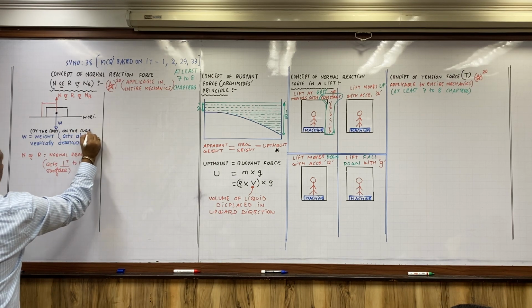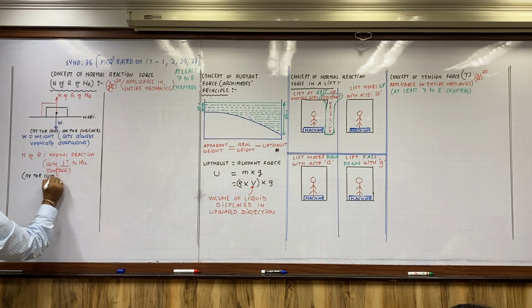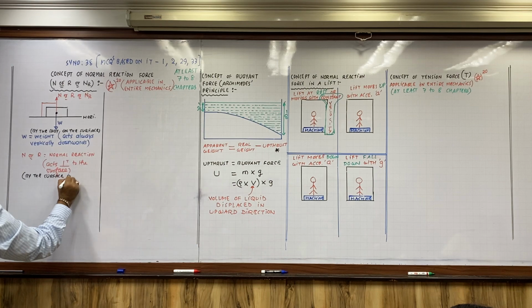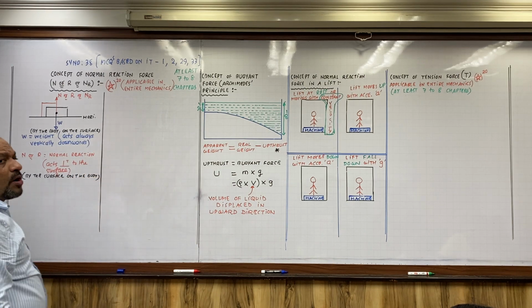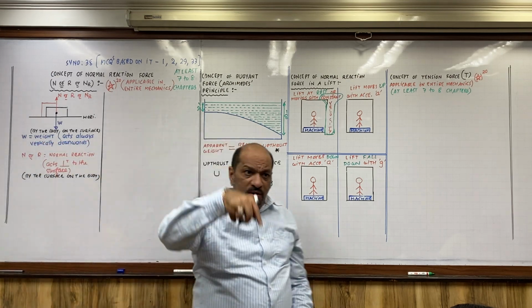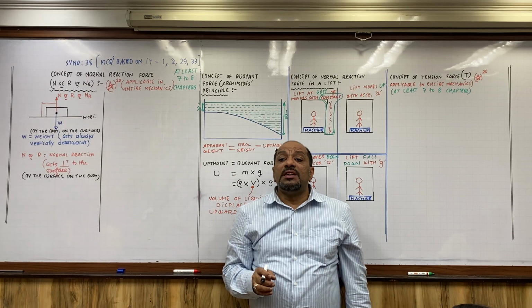Whereas what is normal reaction? Don't you think it is ulta? It is by the surface on the body. That means if you are sitting on a bench right now, your weight is acting on the bench, vertically downwards. And the bench is reacting back on you.